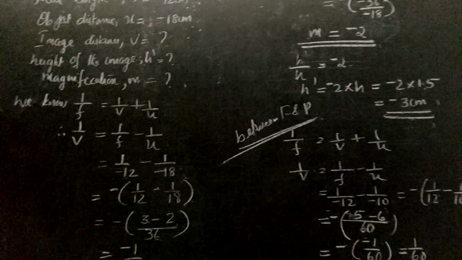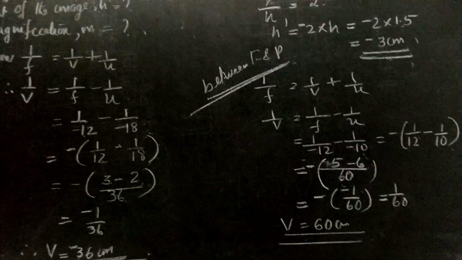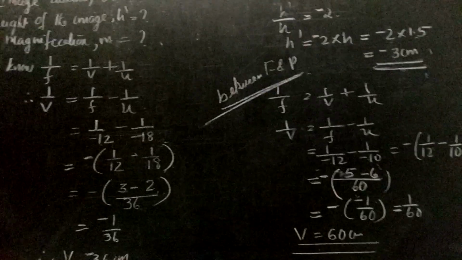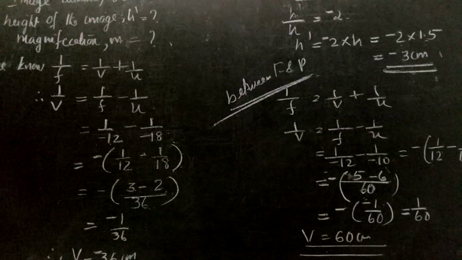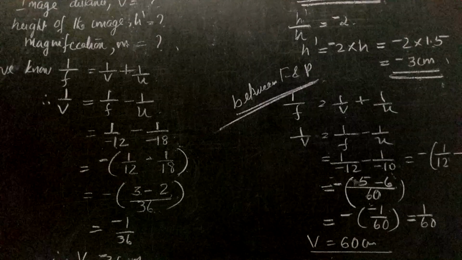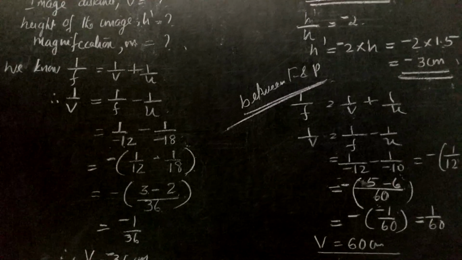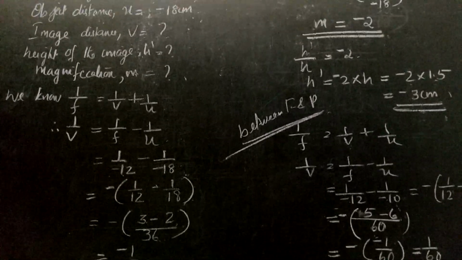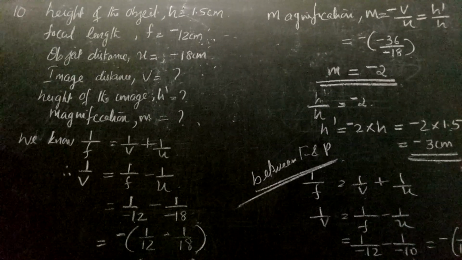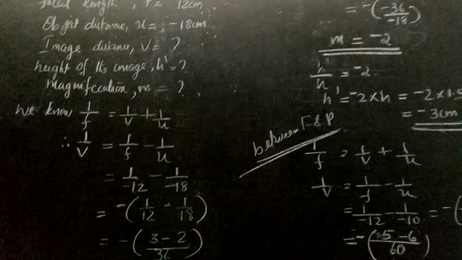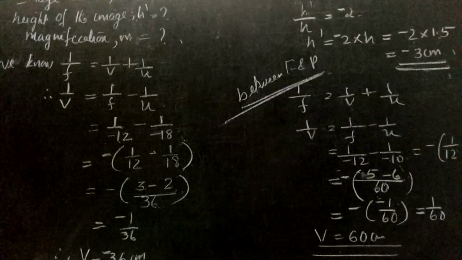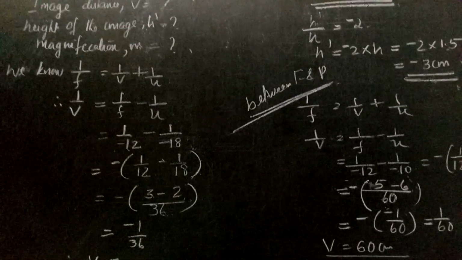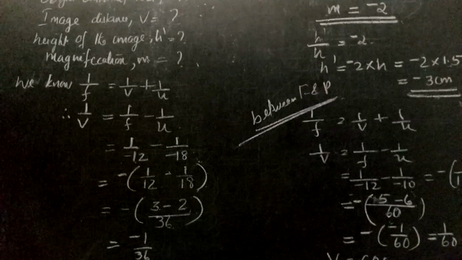Then you have to calculate it, and you will get v is equal to 60 centimeter. Then you have to draw the diagram by keeping the object between F and P. Then mark object distance as 10 centimeter and focal length as 12 centimeter, and image distance as 60 centimeter on the right side. Is it clear to you? Okay. Thank you.